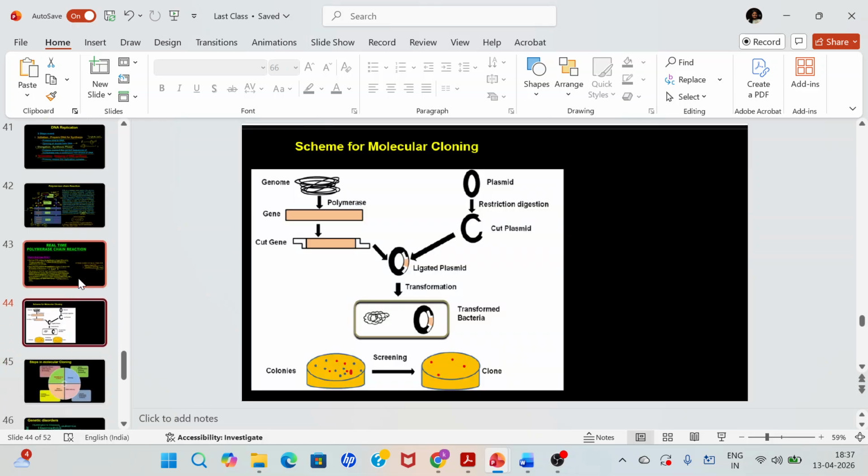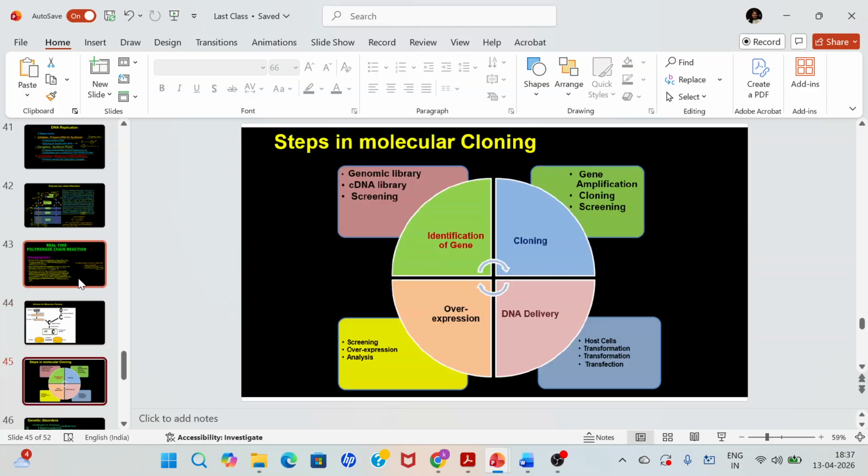Okay. Next is molecular cloning, how cloning is done. Cloning is basically getting your gene of interest inserted inside some protein-producing vector so that you can produce protein, you can also produce antibodies, and you can also go for different experiments. Okay.